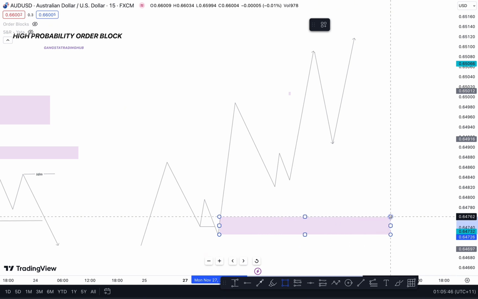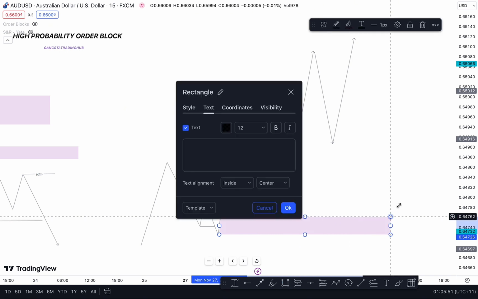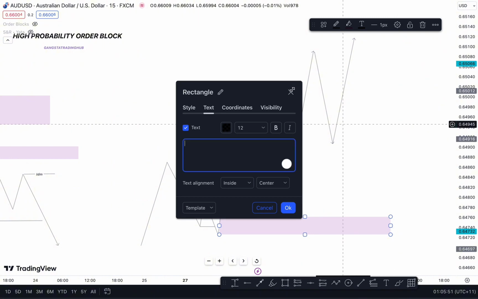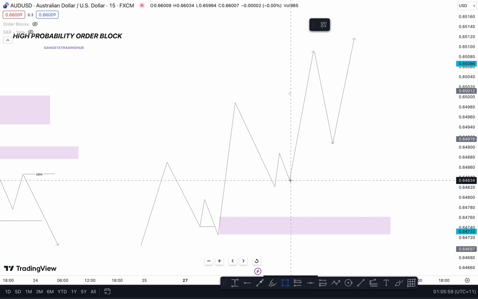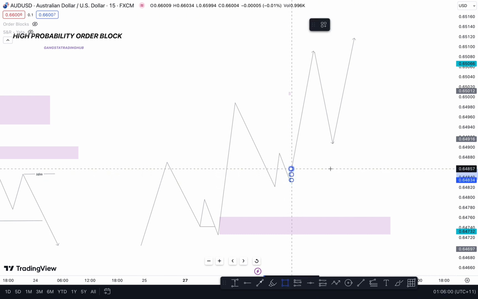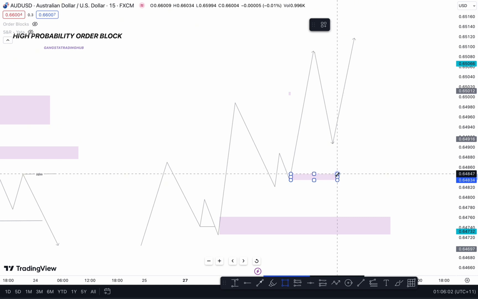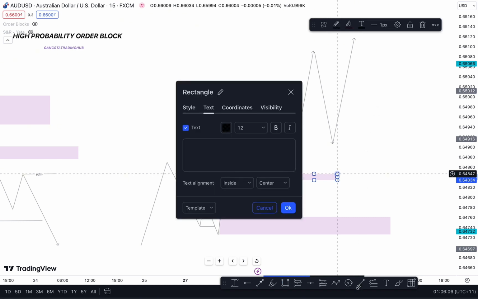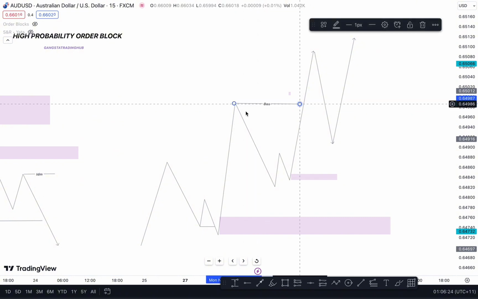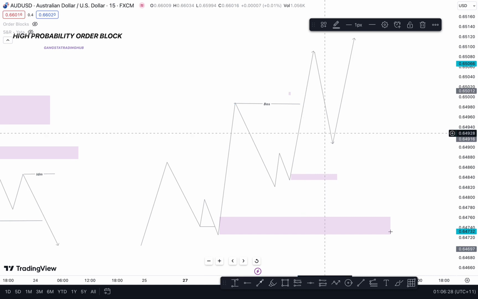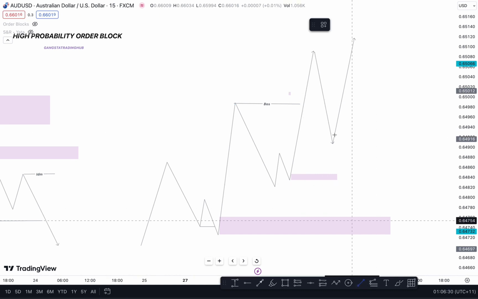I'm most likely to identify this point as my high probability order block, right? This is a trap to induce early buyers and sellers. This is a trap, and after the break of this structure here, here's our first pullback.